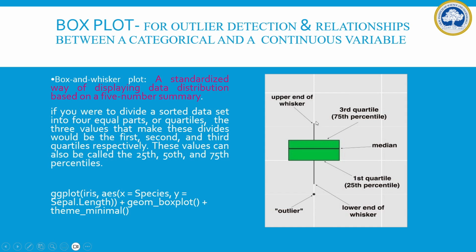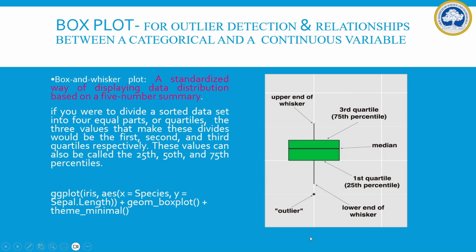So the upper end of the whisker shows the maximum value taken by the data set, the lower end of the whisker shows the minimum value taken by the data set, and the median value shows the mid value of the data set. The first quartile or 25th percentile shows the 25th percentile of the data values, and the 75th percentile shows the 75% value of the data.